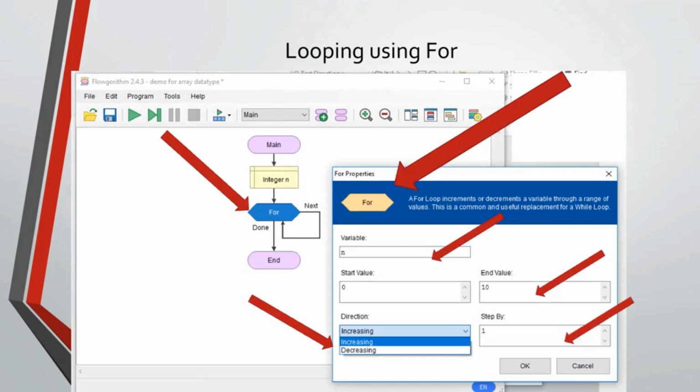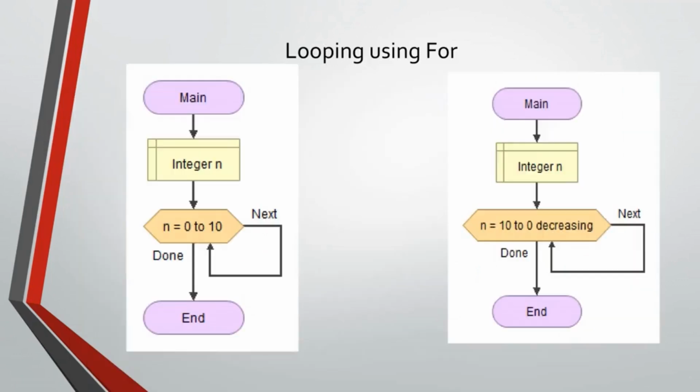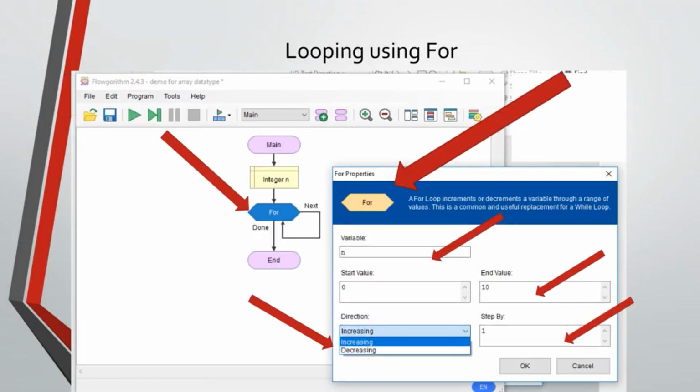Looping using for. Unlike while loop, for loop has inbuilt counter. For loop iterates within the range specified. Add for loop symbol. Double-click on inserted loop symbol. In pop-up properties window, type the name of counter variable and start and end value. From direction menu select increasing or decreasing. Type the step by value in the box. Click OK.